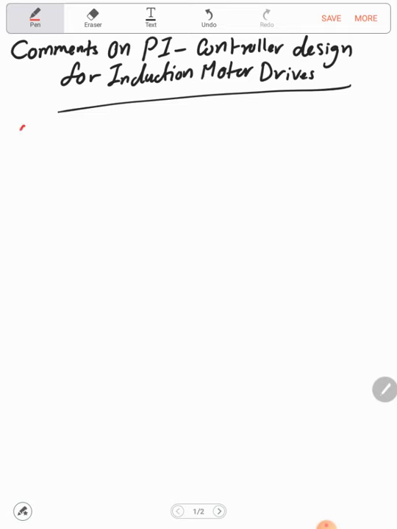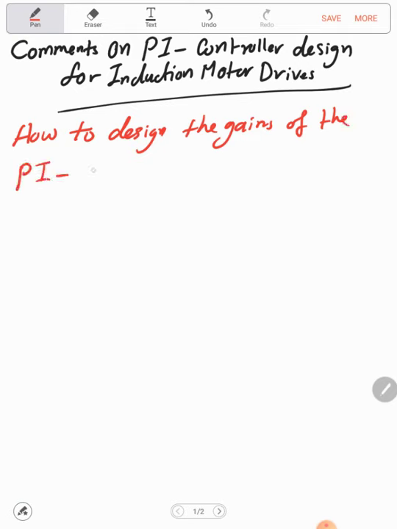So here we'll discuss how to design the gains of the PI speed controller.